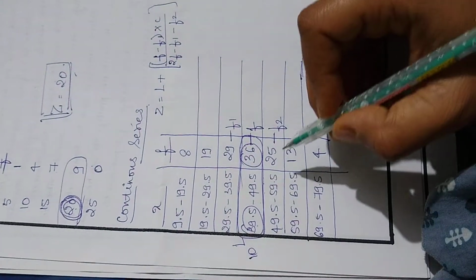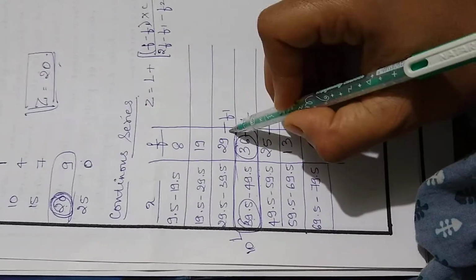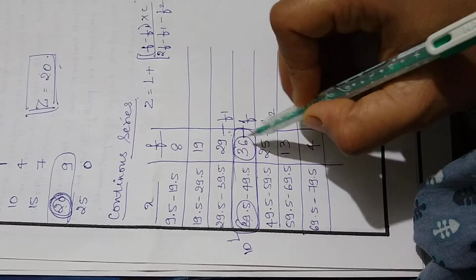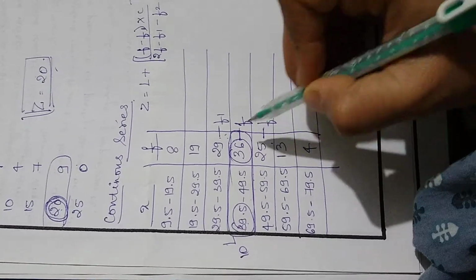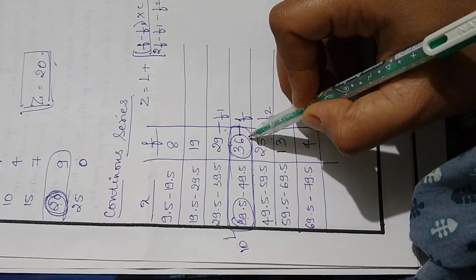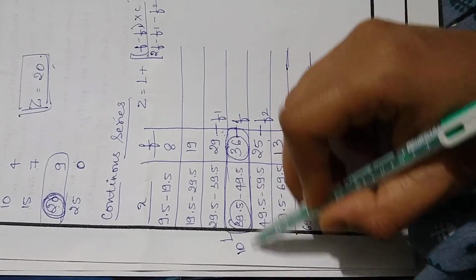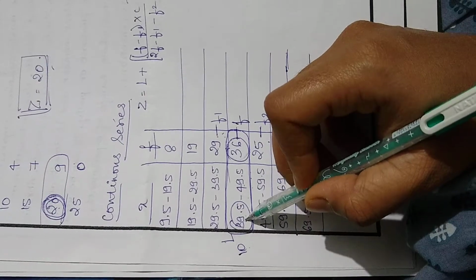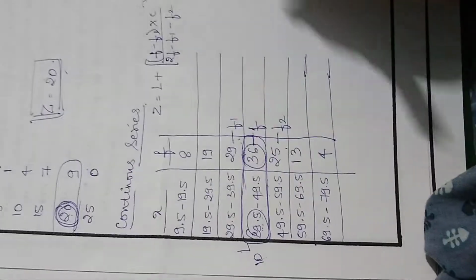I'm sorry, I will just explain once again. What is f1? The preceding number. What is f2? The succeeding number. What is f? That particular highest frequency. What is your c? The difference, which is 10. What is your lower limit? 39.5. Okay, so we will solve it.